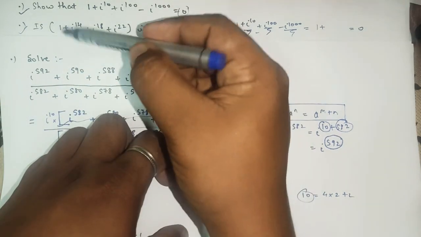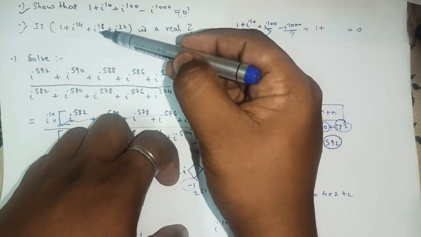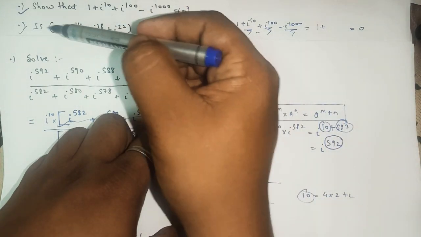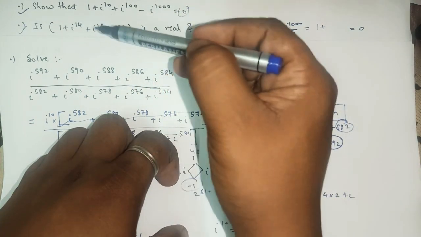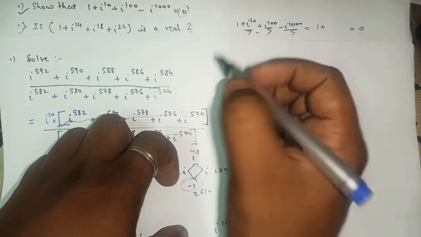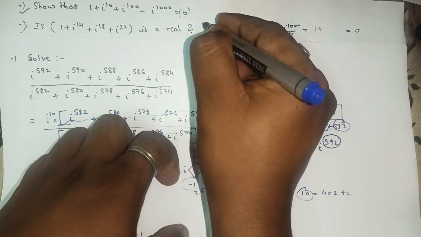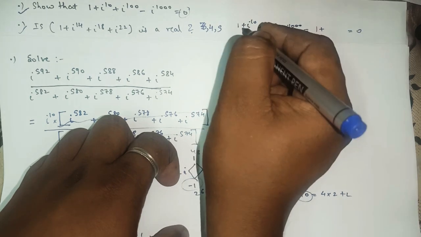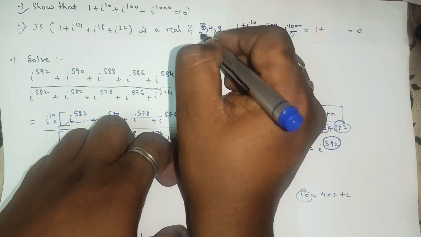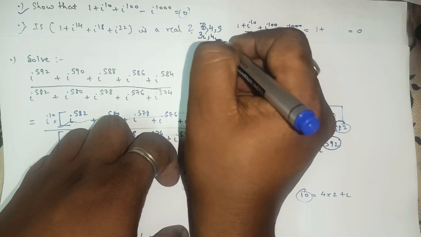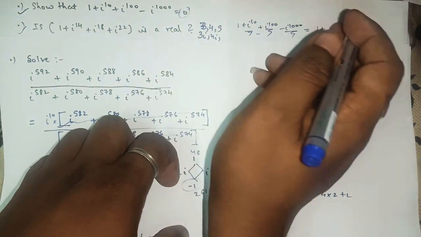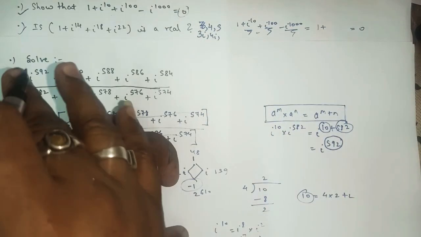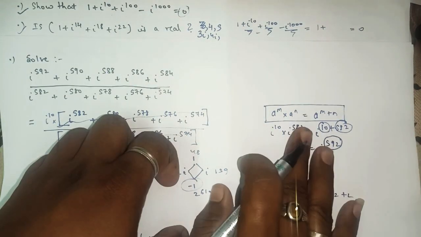Now listen here. You will solve i raised to 14 separately, i raised to 18, i raised to 22 by using this method. Suppose after substituting the values of i raised to 14, 18 and 22, you get the answer in numbers like 3, 4, 5 without i, that means it is a real number. If you get the answer with i, it is not a real number. Real number means what? In simple language, a number without i is a real number. A number with i is not a real number.